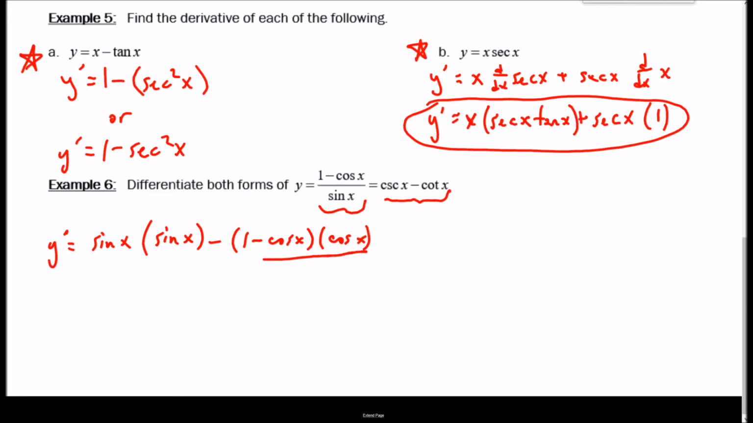over low, so sine squared x. Now, if we choose to clean this up, we're going to have the sine of x squared, or sine squared x. Then I have to distribute this cosine out along with this negative here. So this gives me cosine x times 1 is cosine x, minus, so minus cosine x. And then cosine x times cosine x is cosine squared. Minus times a minus is a plus.